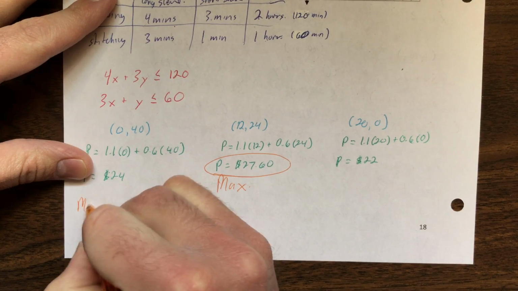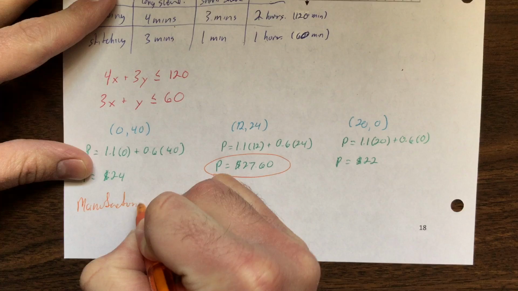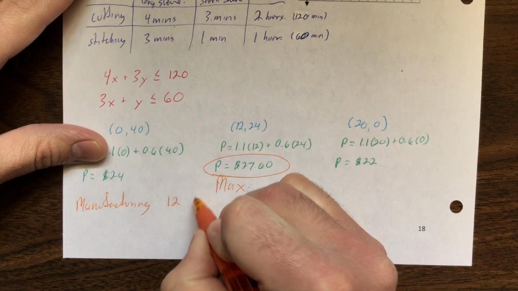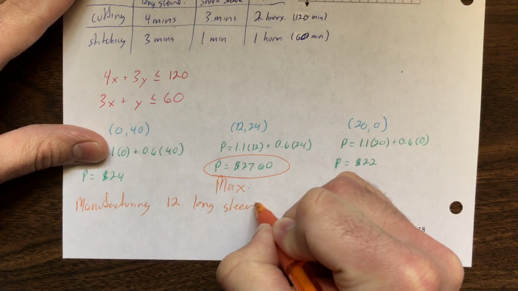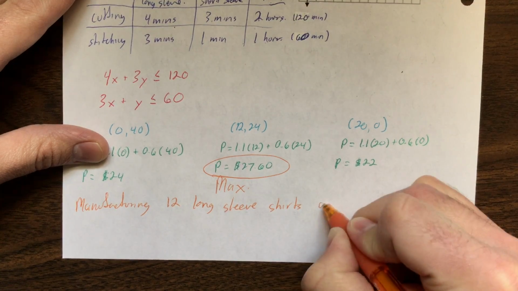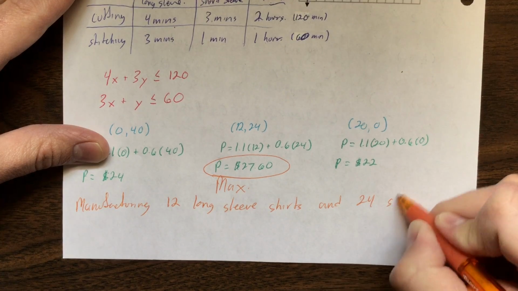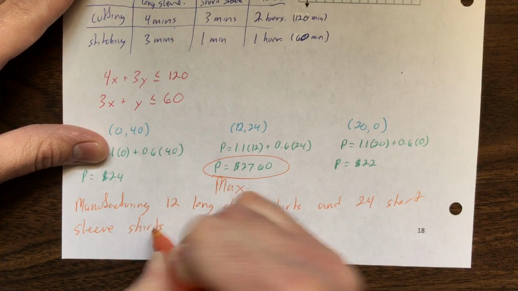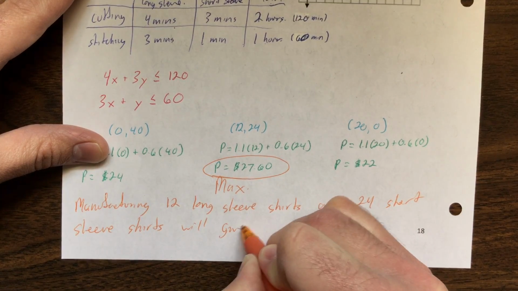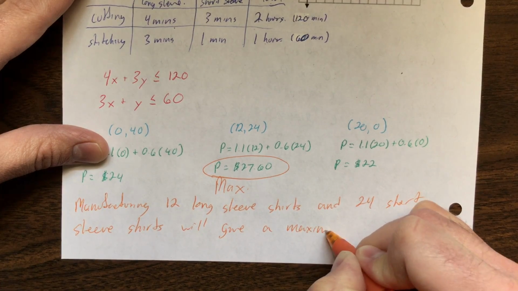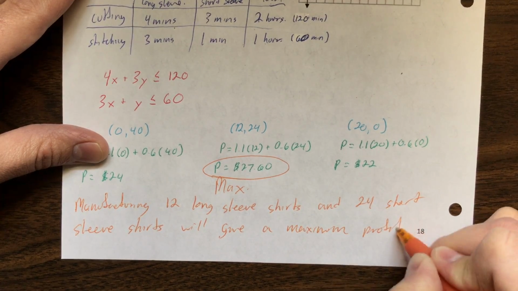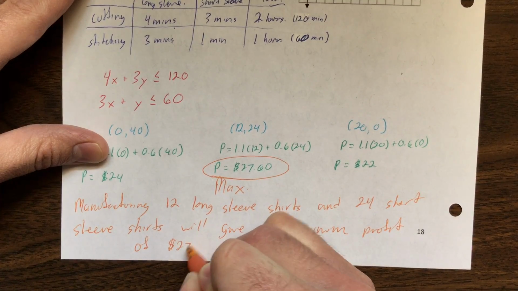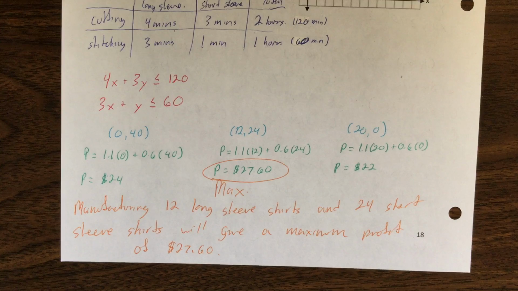So manufacturing or making 12 long sleeve shirts and 24 short sleeve shirts will give a maximum profit of $27.60. And that would be our final solution based on what we have come up with and based on what we made using Desmos.